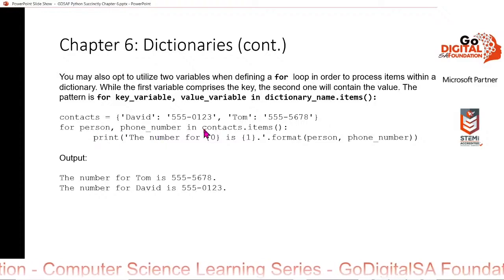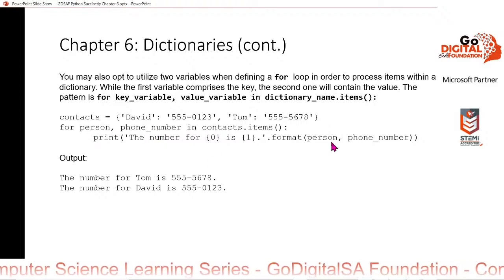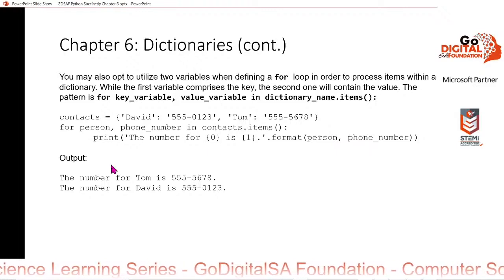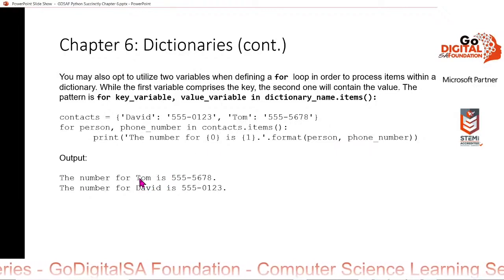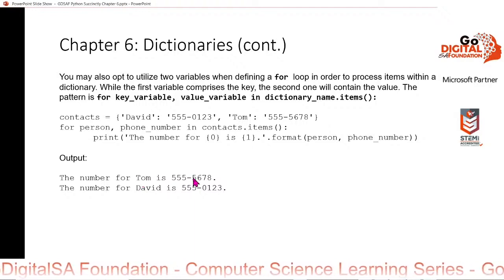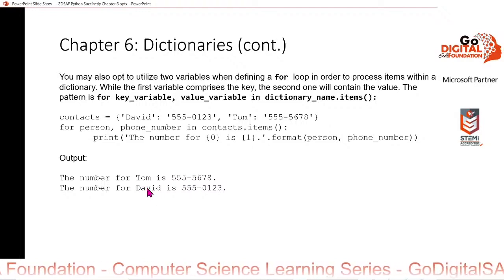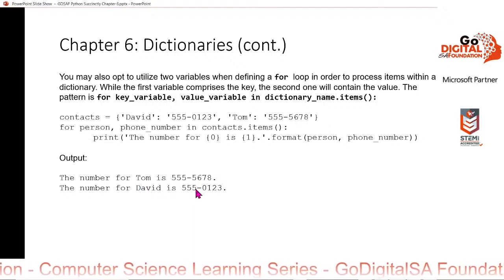Okay, so every time around the loop, it will print the person and then the phone number. So the number for Tom is this, so it prints the person and then it prints phone number. Second time through the loop, it prints David and that.